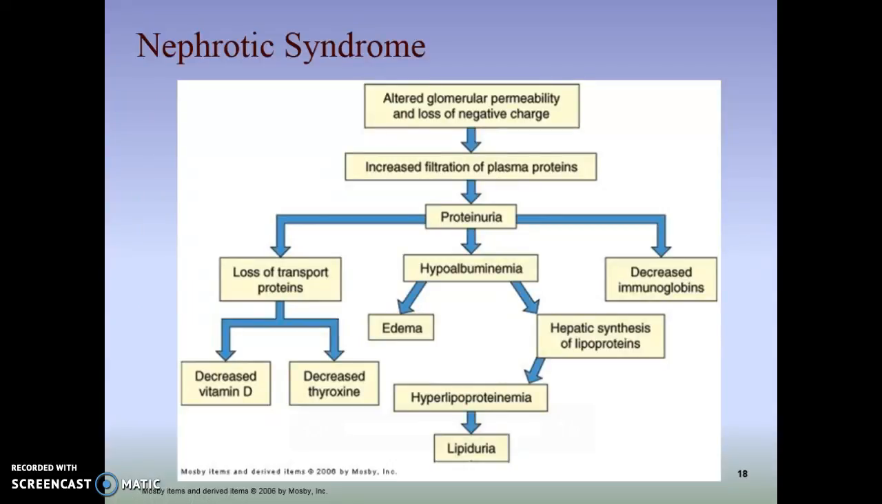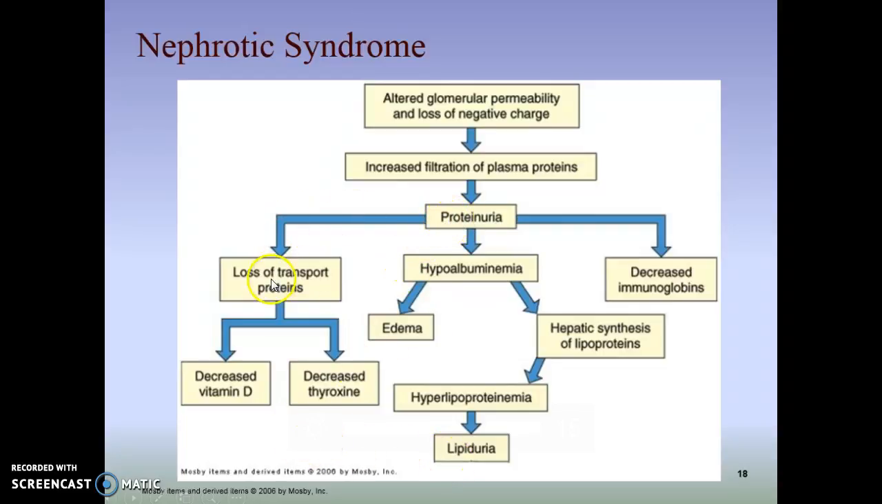So here's just a flow diagram of this. Nephrotic syndrome: altered glomerular permeability, loss of negative charge, so you have increased filtration of plasma protein into the urine. That leads to low protein in the blood, so you have edema. The liver gets activated to synthesize lipoproteins, and then you have hyperlipoproteinemia, high lipids in the blood.